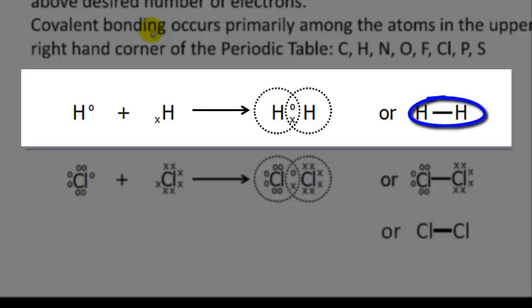and we can represent that just because it takes time to draw out the X's and the O's and all of that. We usually just represent that with a dash in between the 2 atoms.